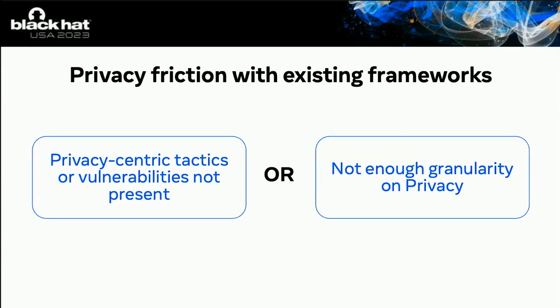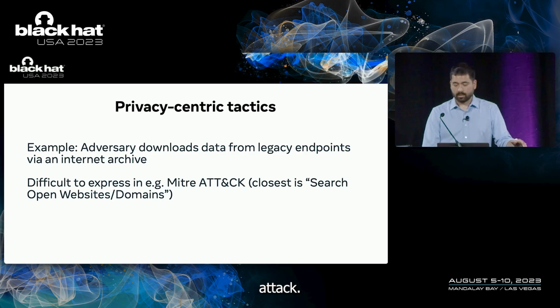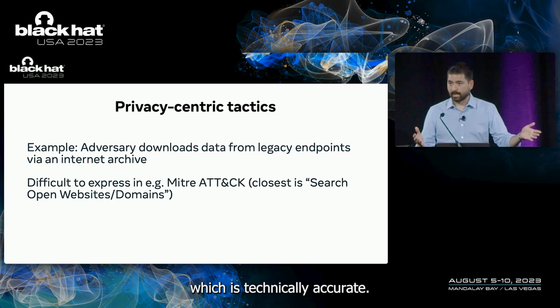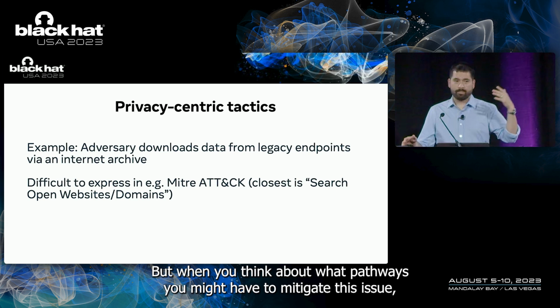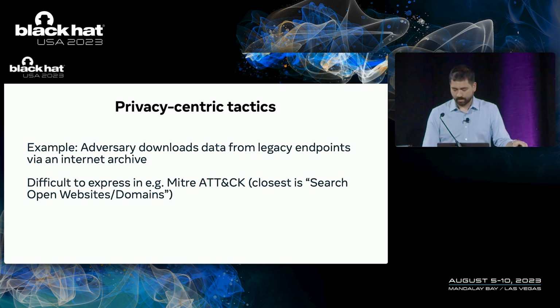So I'll go into three examples here. A tactic that came up in the news this year is, you've got an adversary who's downloading data from some legacy endpoint via an Internet Archive site. This is currently difficult to express in MITRE's Enterprise ATT&CK. There's a technique for searching open websites and domains, which is technically accurate. But when you think about what pathways you might have to mitigate this issue, it's not particularly helpful to look at it at that level of granularity.